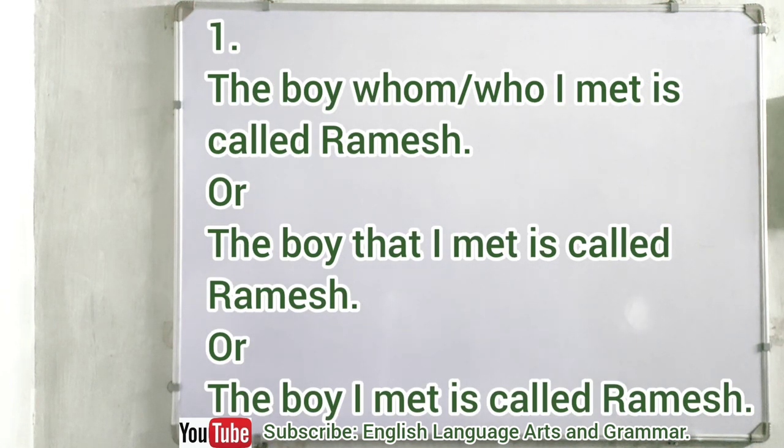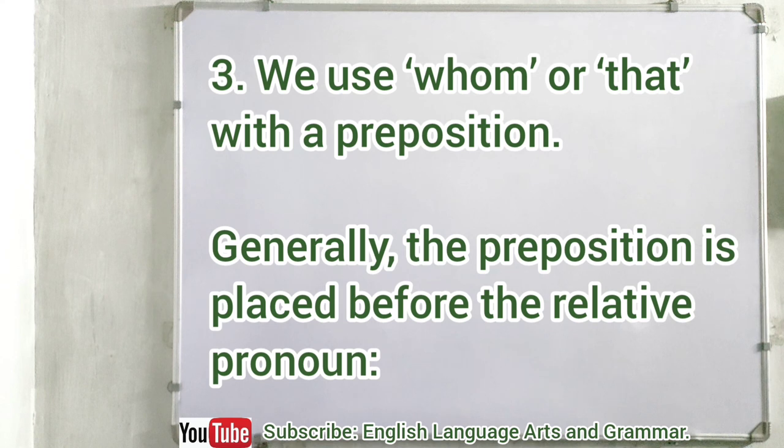Example 1. The boy whom I met is called Ramesh. Or, the boy that I met is called Ramesh. The boy I met is called Ramesh. We use whom or that with a preposition.